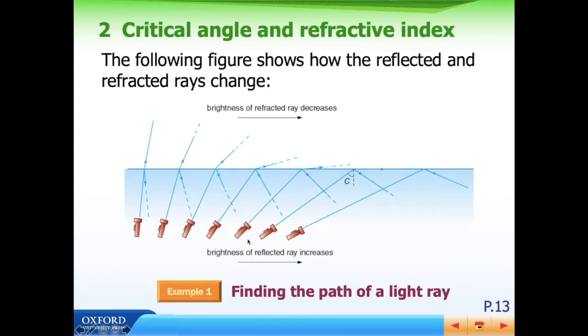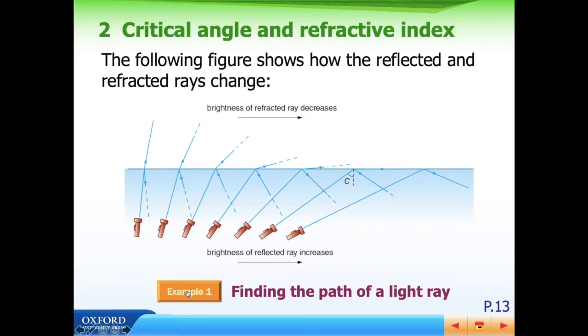In this figure, you will see how the reflected and refracted rays change in terms of brightness once the light is projected at a given angle. You can see as you gradually increase the angle of incidence, the refracted ray is getting dimmer and dimmer, until you hit the critical angle where your refracted ray is at 90 degrees. After that, there will be total internal reflection.